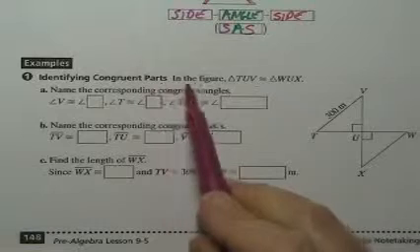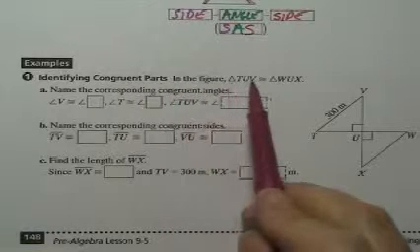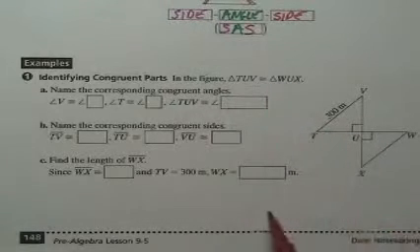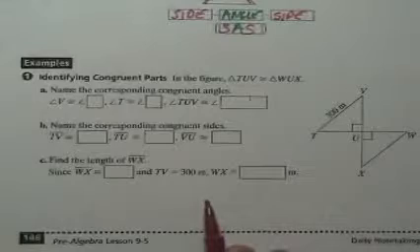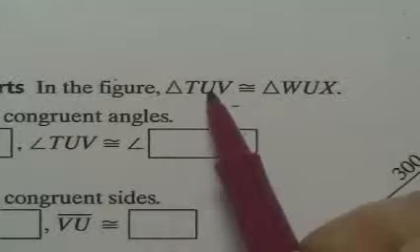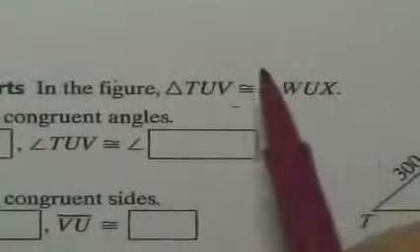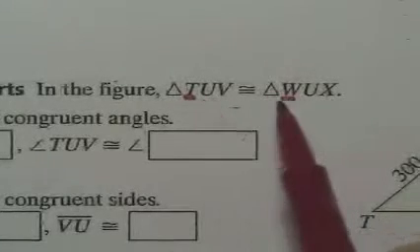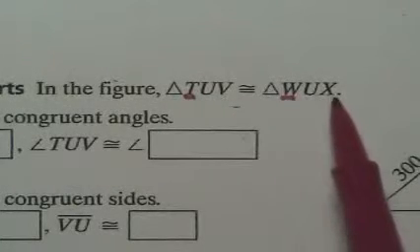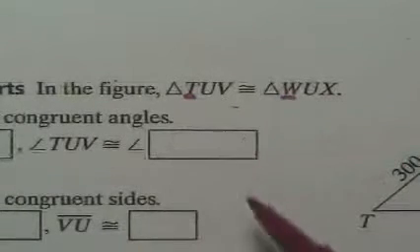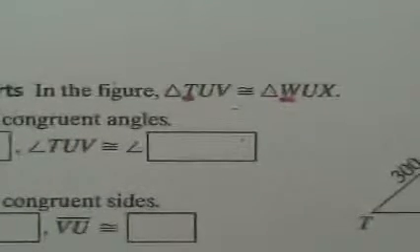Okay, going down below here, it says identify congruent parts. In the figure, triangle TUV is congruent to triangle WUX. They're the same. That means their parts are the same. Now, I'd like to give you a close-up here. See how it has the letters TUV, WUX? That means that T matches up with W. U matches up with U, and V matches up with X. So you don't even need to look at the picture. You could go ahead and write down what equals what. And I'll try that with you right now.